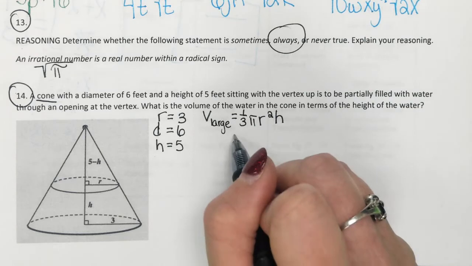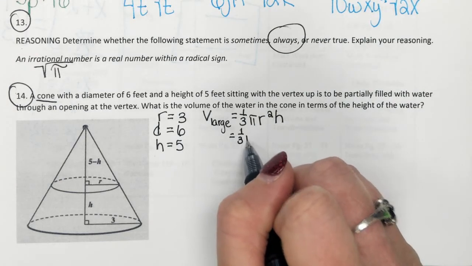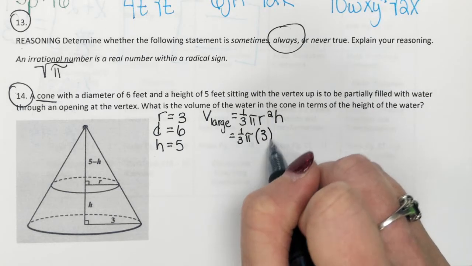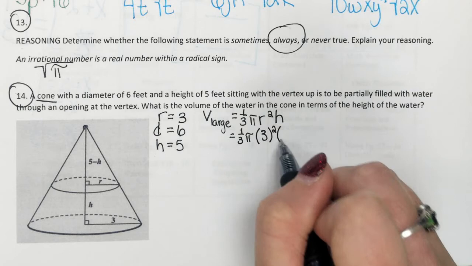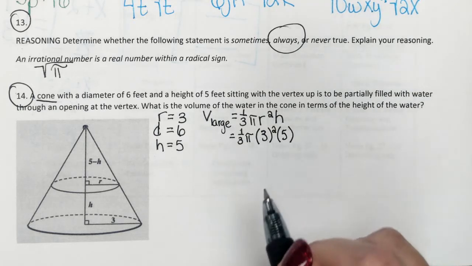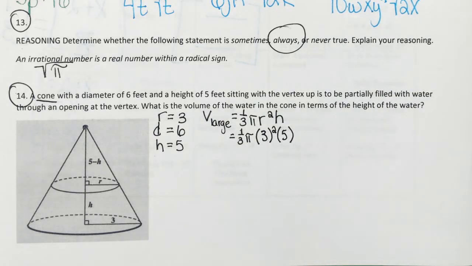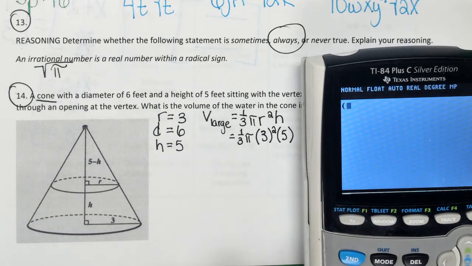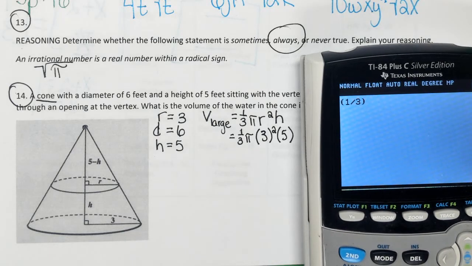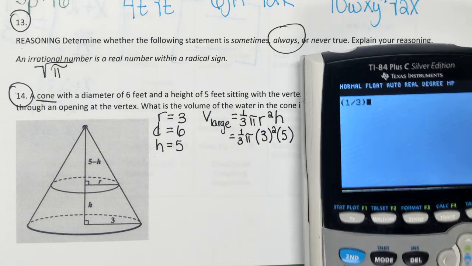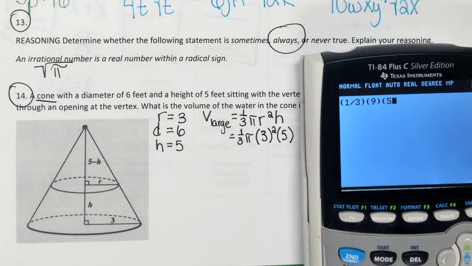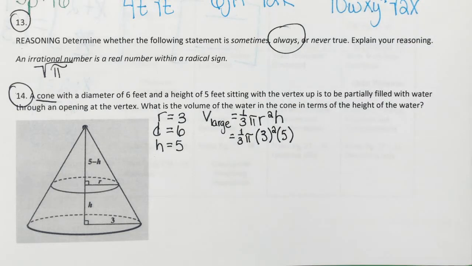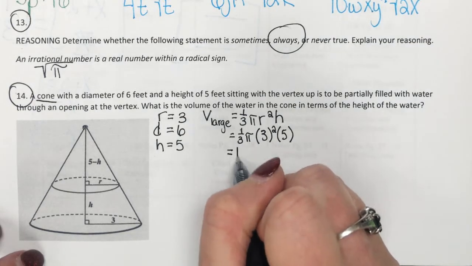All right, so here we go. We know 1/3 pi, and we know r. What's r? 3 squared. And then we know height is 5. Now, do not use pi, but use your calculator, and let's figure out what those numbers are. Remember how to do a fraction? Parentheses, 1 divided by 3, and then times 3 squared is 9, times 5. And what do you get? 15 what? Pi. There you go.